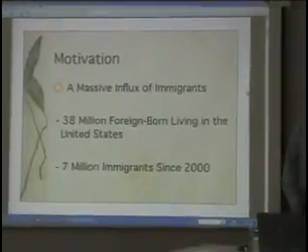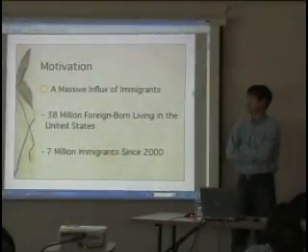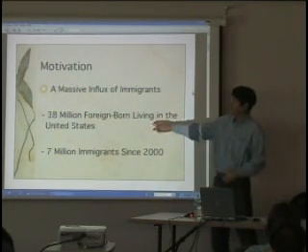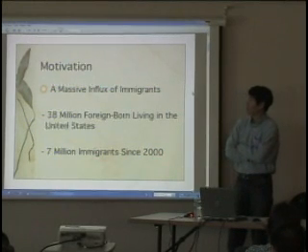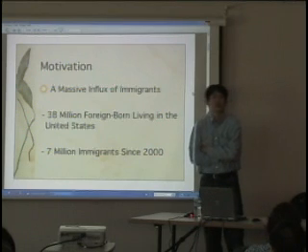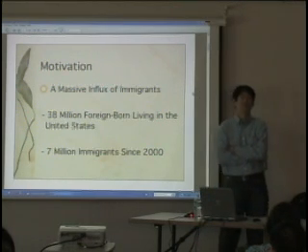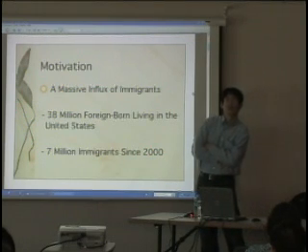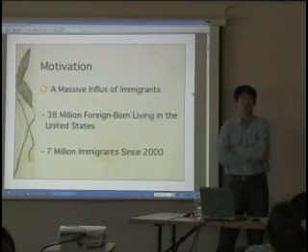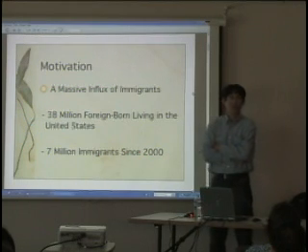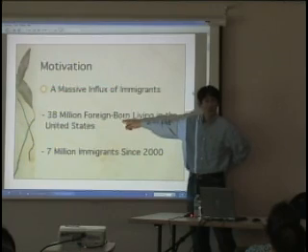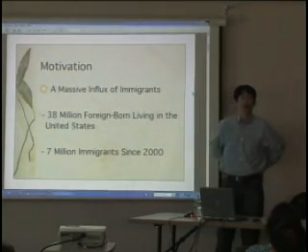Well, as you know, there's a massive influx of immigrants to the United States. Since this is 2008 data, in 2008 there are 38 million foreign born living in the United States. So what's the total population in the United States? Does anyone know it? 330 million, right? So it means that, what, like 11%, 12% of the US total population is actually foreign born.